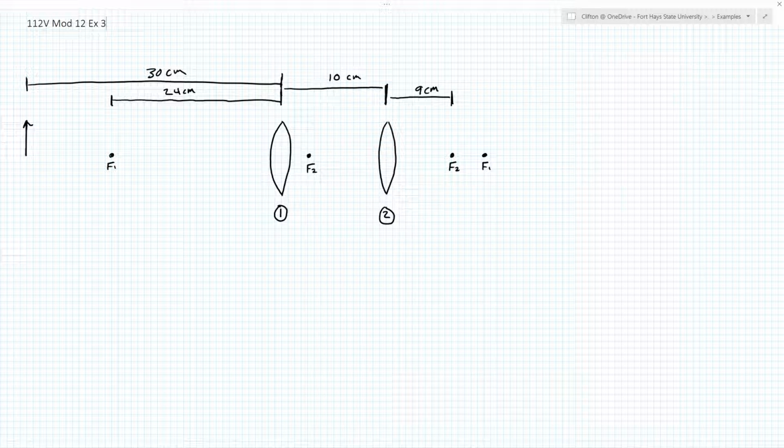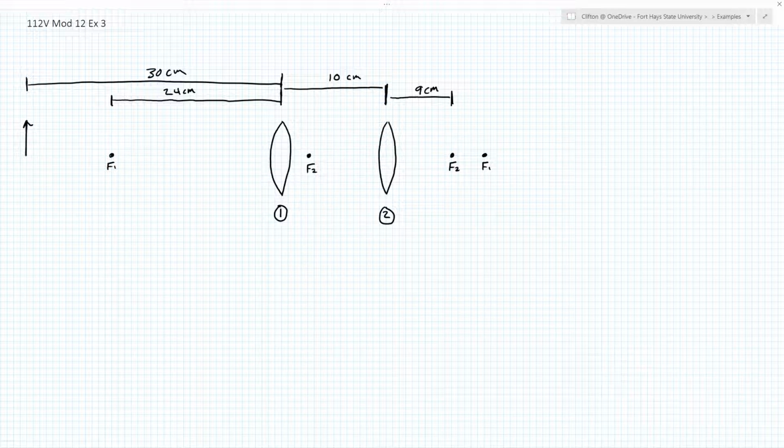We start off by taking the object and looking at the effect of lens 1 and completely ignore lens 2. Then, once we get that image, we treat it as the object for lens 2, and we completely ignore lens 1.